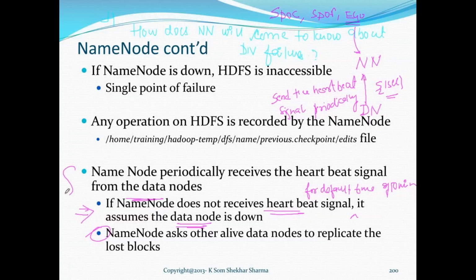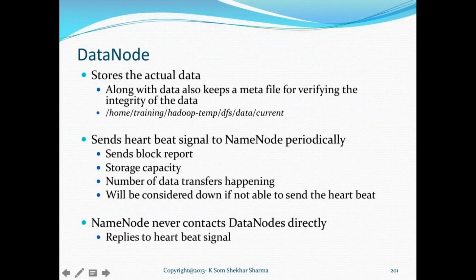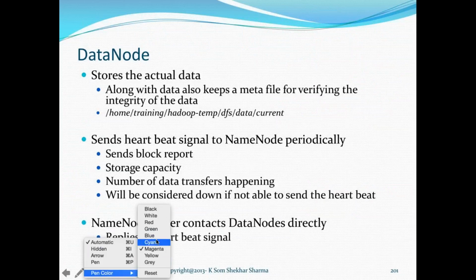So this is important here: how does the name node come to know that the data node has gone down? The data node processes need to send the heartbeat signal to the name node periodically. Ideally, I think it's configured as per second. And if the name node does not receive the heartbeat signal for the default time of 10 minutes, then it assumes the data node is down. Okay, now that's the responsibility of your name node.